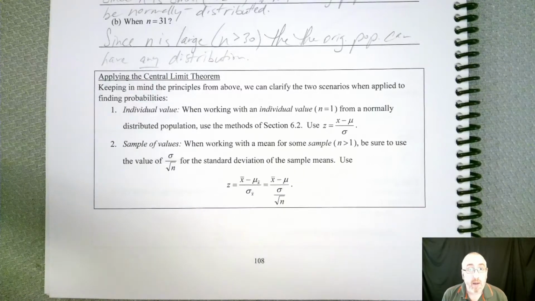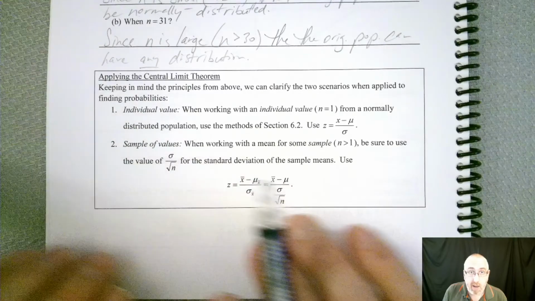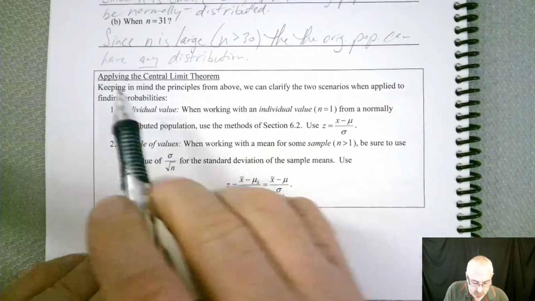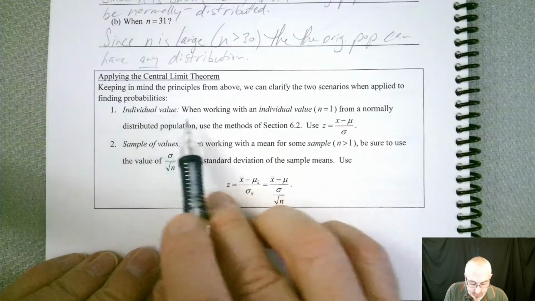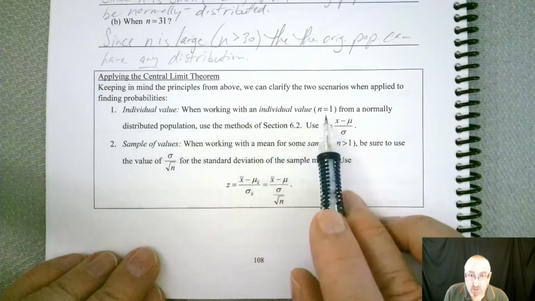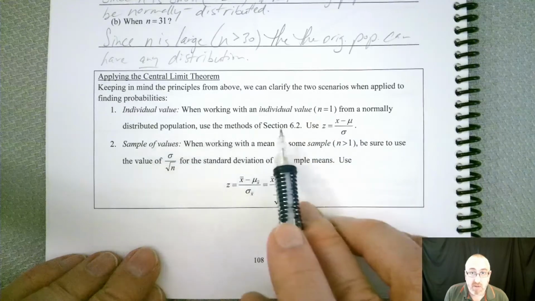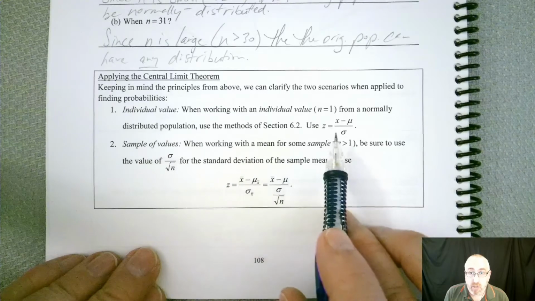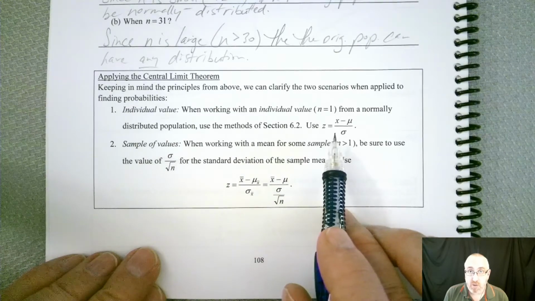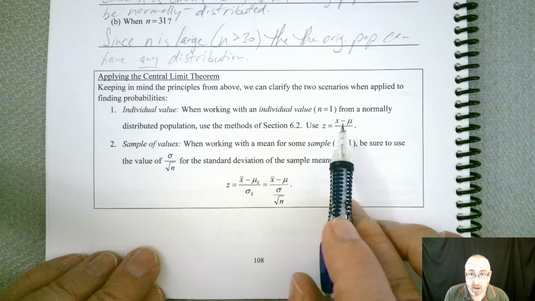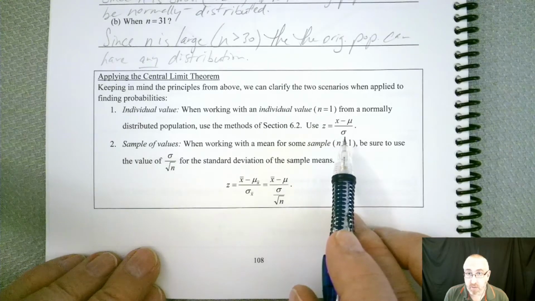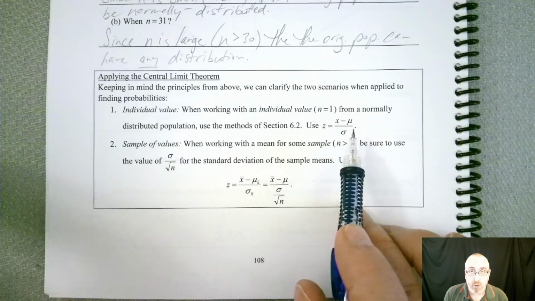All right, so now that we know when the central limit theorem can apply, how do you actually apply it? So we're going to have a couple of cases that we can look at when we're applying the central limit theorem. The first one says for an individual value, so n is equal to 1, from a normally distributed population, use the methods of 6.2. So we're going to be using our standard z-score formula: x minus the mean divided by the standard deviation. We're going to use that like we did back in 6.2.